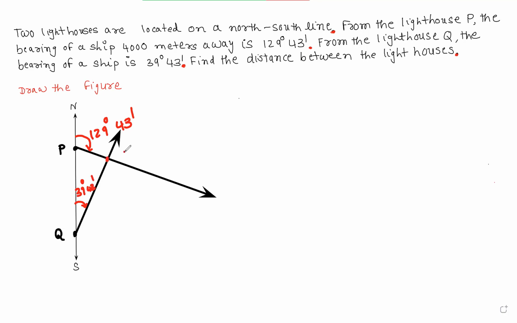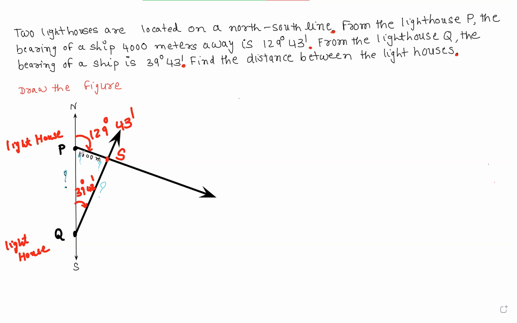Again, the location of the ship is here, and this is lighthouse P, and this one is lighthouse Q. The distance from lighthouse P to the ship is 4,000 meters. The question is asking, find the distance between the lighthouses. So this is our question mark. Our goal is to find this length. In order to do that, we may have to find this length, we may have to find this angle and this angle. So total 4 items.